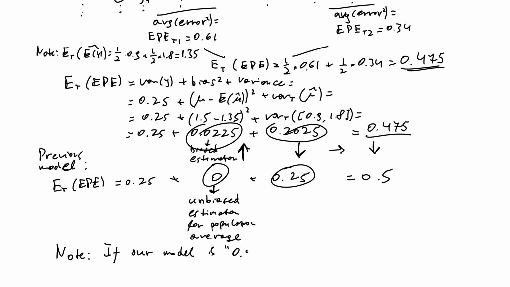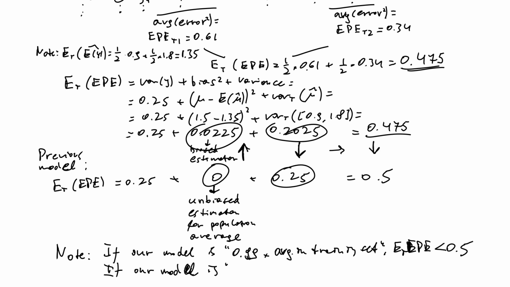So even if our coefficient before the average of the training set, this penalization term, is between 0.8 and 1, we get expected prediction error less than 0.5. But the optimal was 0.9. How did we find this penalization?